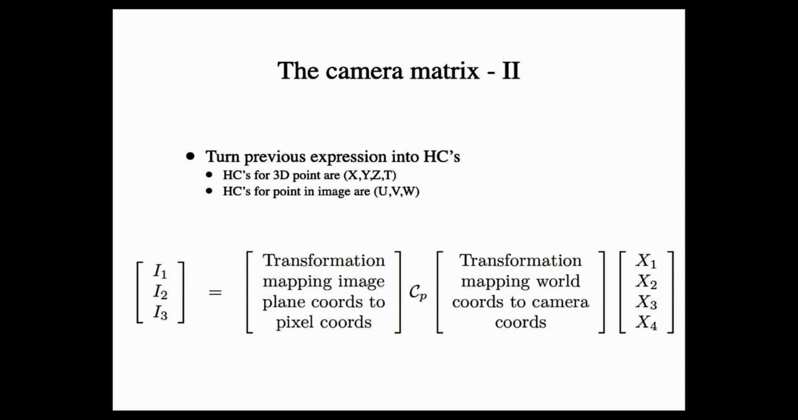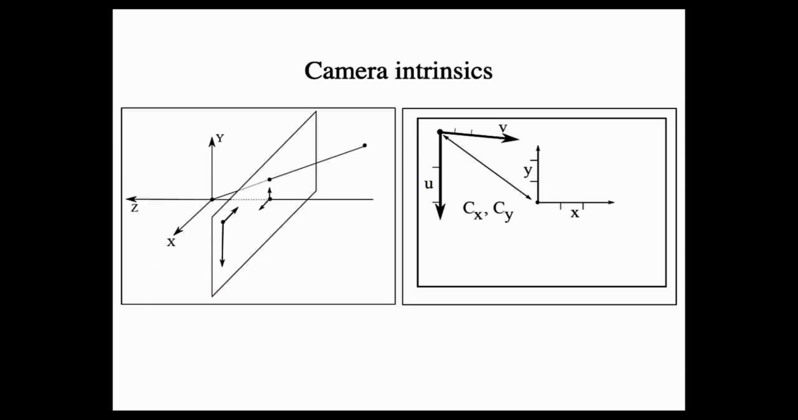Then there will be a standard camera. That's that little CP. Then there will be a transformation mapping the image plane coordinates to pixel coordinates. Why? Because the world coordinates are measured in meters, and the camera coordinates are measured in pixels. We need to know how many pixels there are to a meter, and that's what makes that change. Those are known as intrinsics.